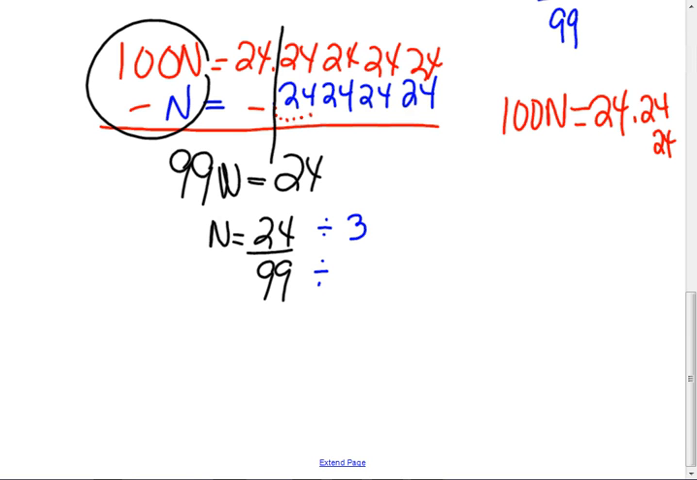Three. Well, 90. First off, these denominators are going to be 9s. So you always try 3s and 9s. 24 goes divided by 3 is 8. 99 divided by 3 is 33. And that's 3 times 11. And that's it. So now how do I change that to a percent?